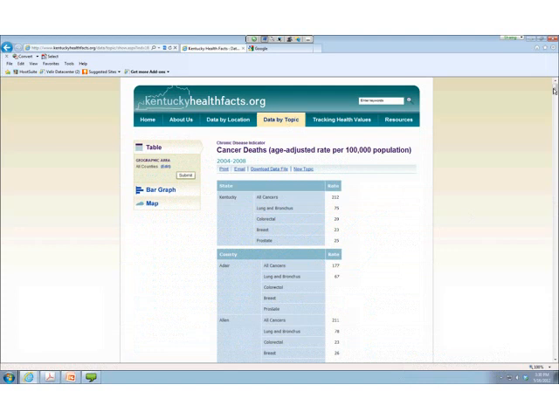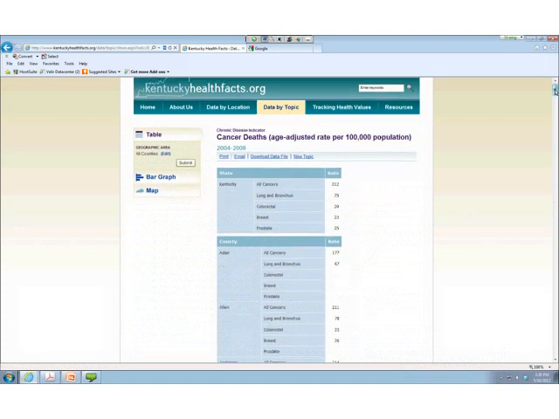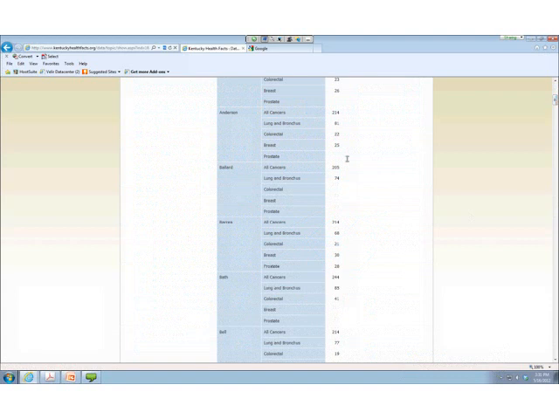So if I were to look at, this is data for 2004 to 2008. Ballard County, we can see that the rate for all cancers is 205 per 100,000. Now there's a lung cancer rate listed, but there isn't a rate listed for colorectal cancer, breast cancer, or prostate cancer for this time period. The reason they do that is because there's just not enough cancer deaths in that community to provide a stable rate for a 4-year period. Frankly, that is a good problem to have.